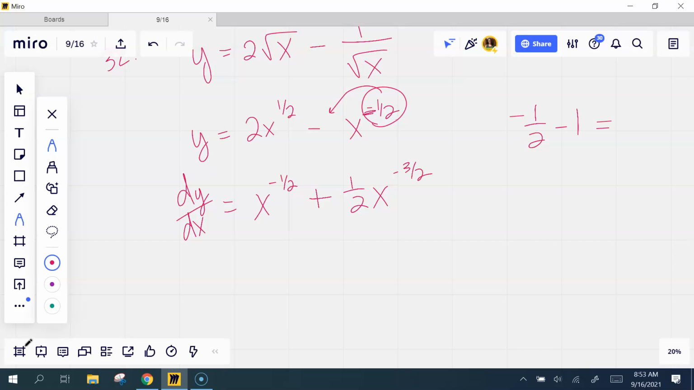Where did I lose you? I just did the power rule. Multiply in the front and subtract 1 from the exponent. Negative 1/2 minus 1 is negative 3/2. I just leave it just like that. Sure.